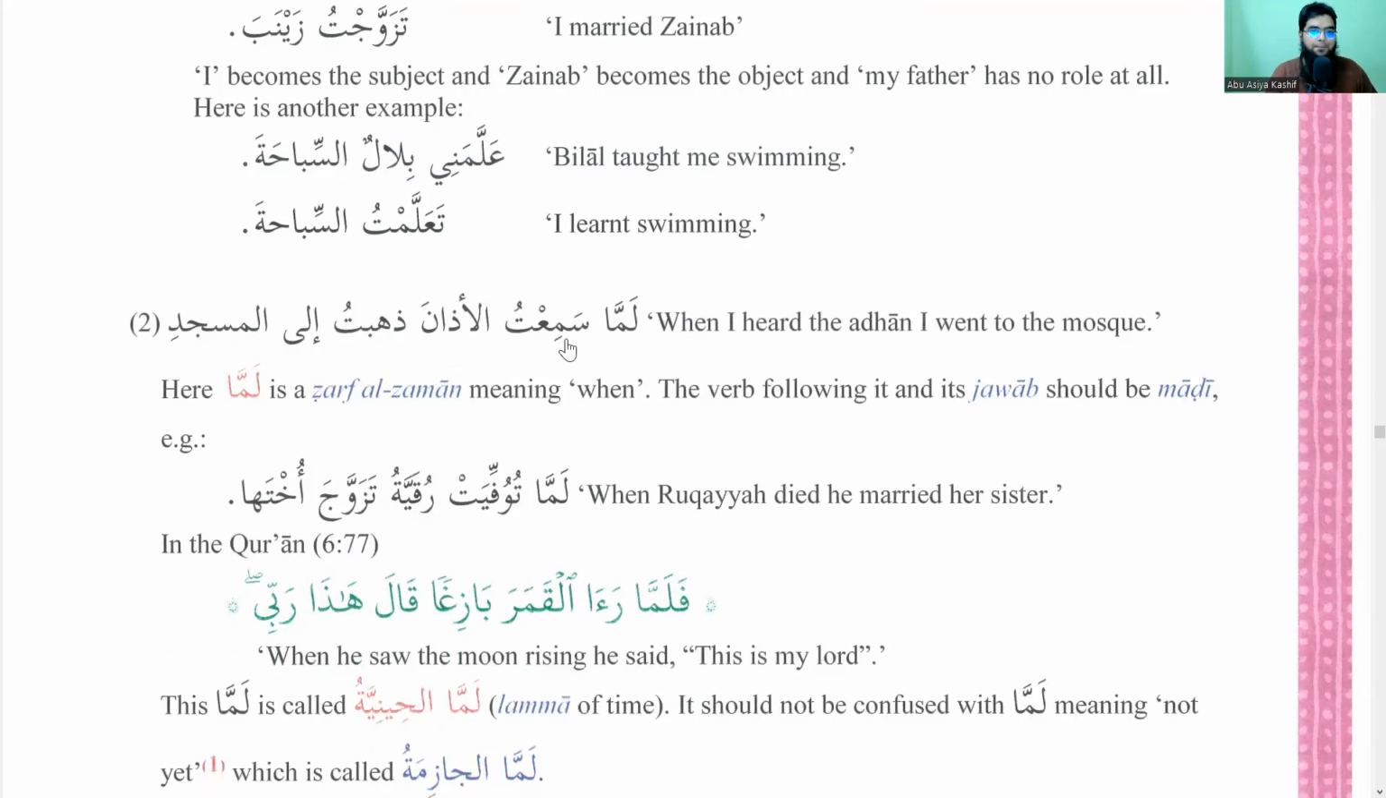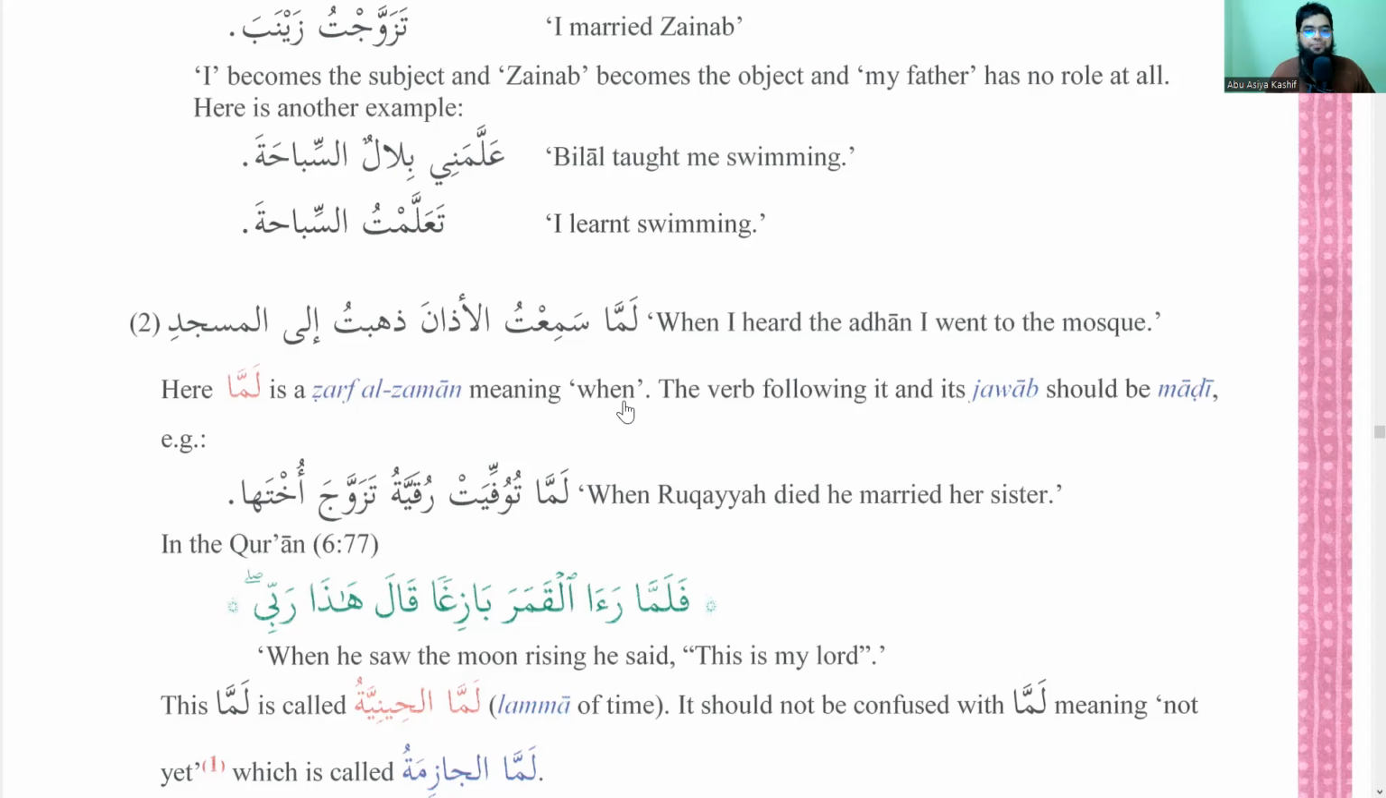Second point, lamma. Lamma sami'atul adhana. This lamma is dharfu zaman. When I heard the adhan, I went to the mosque. Dhahabtu ila al-masjidi. Here, lamma is dharfu zaman, meaning when. Remember, there are 2 lammas.